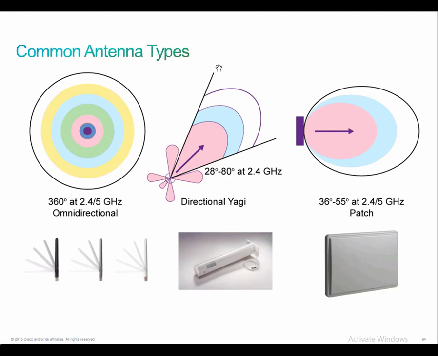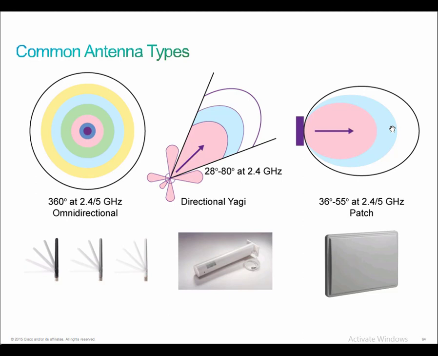Another way of representing a change in radiation pattern is to look at angles. An omnidirectional antenna radiates all around in 360 degrees in kind of a donut shape, if you can imagine that. Whereas a directional antenna radiates towards a certain direction, but the beam might be wide or it might be narrow. For example, a Yagi antenna, which is the one you see here in the middle, is a directional antenna. It has a very narrow beam width of 28 degrees up to 80 degrees, whereas a patch antenna might have a beam width of up to 36 to 55 degrees, but only in one direction.